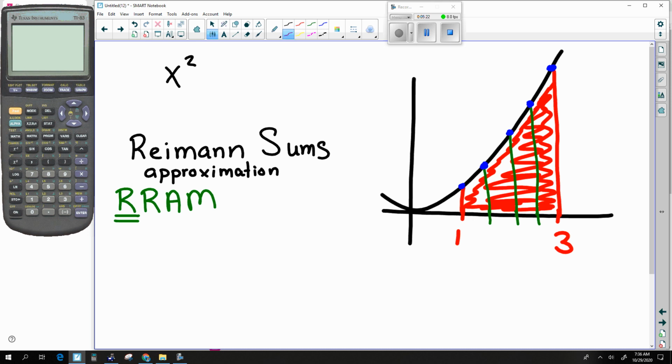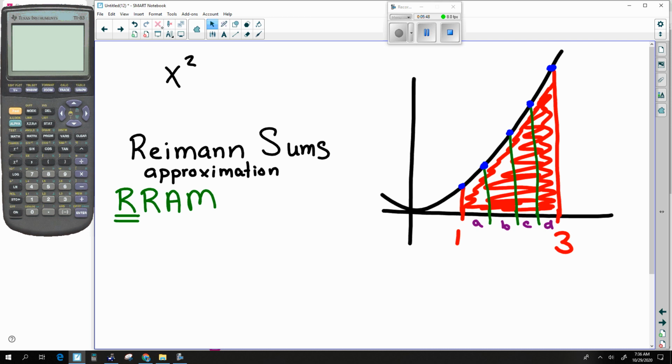I'll call these rectangles A, B, C, and D, okay? If I am using a right-hand Riemann sum, you're going to use the right-hand height of all of them, and then you're going to find the areas of those rectangles.